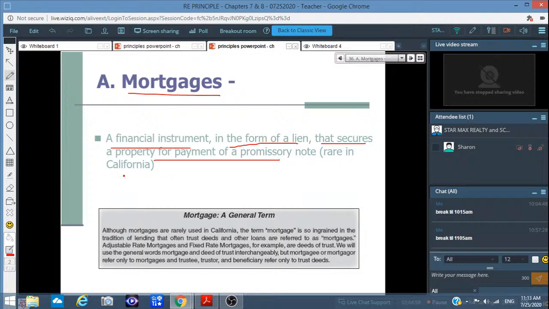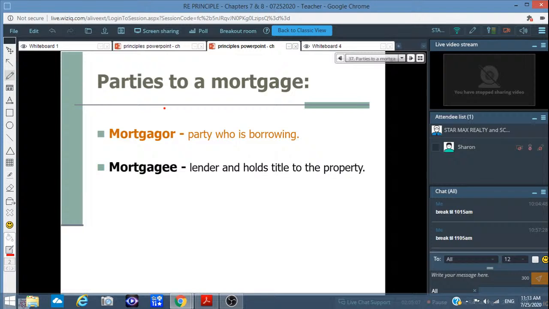of a promissory note. Rare in California. Parties to a mortgage: the party who is borrowing is called a mortgagor, the borrower, with the O. Look at the O. Mortgagee is the lender. Look at the two E's. Match them up, so you know who is who.